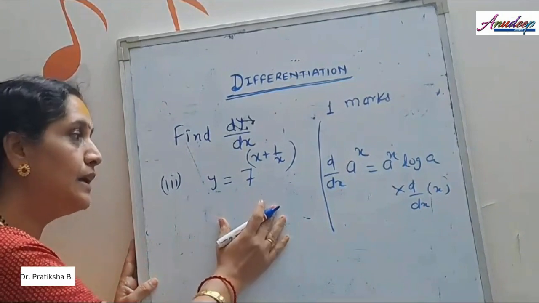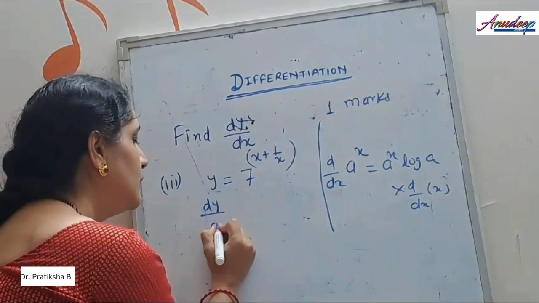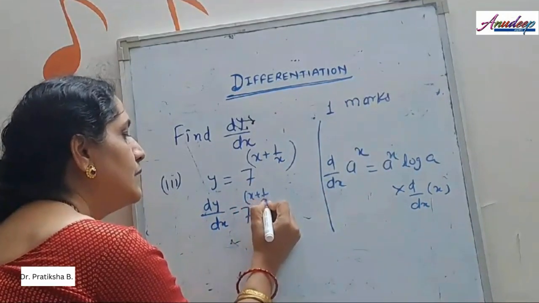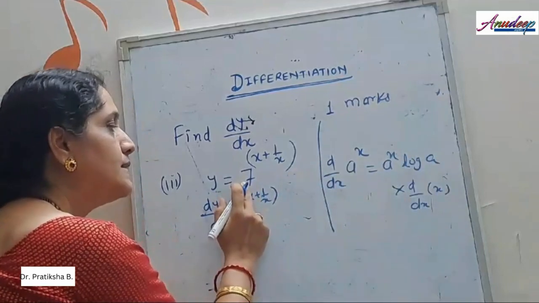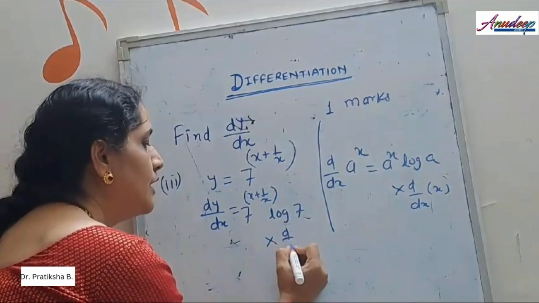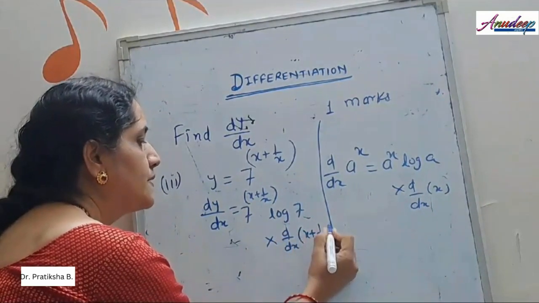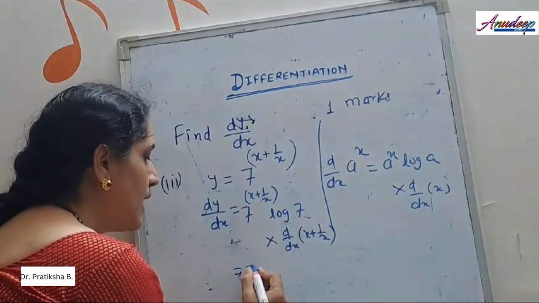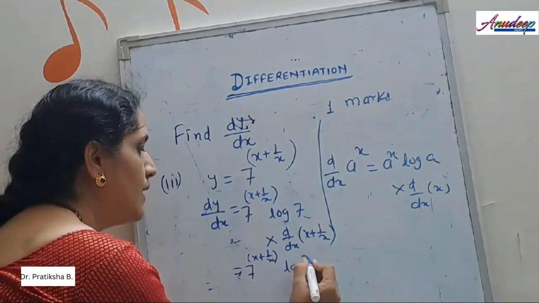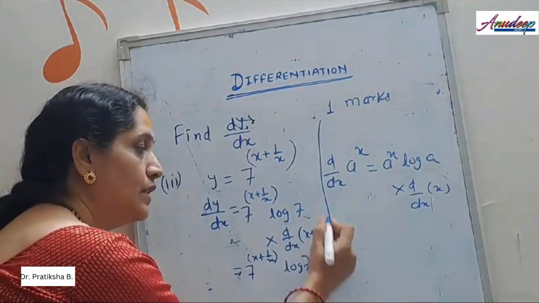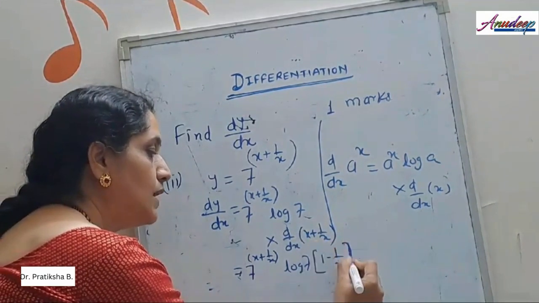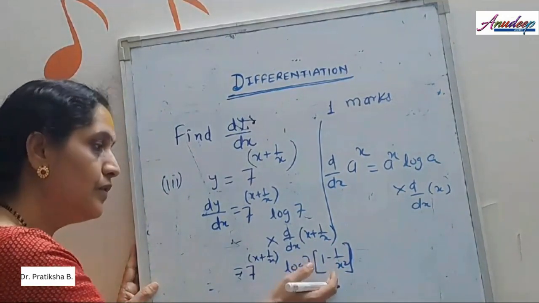But here when we are applying it, what are we getting? When you differentiate both sides, you will get a raised to x as it is, so 7 raised to x plus 1 by x as it is. Log a, here a is 7, so it will be into log of 7 multiplied by the derivative of x plus 1 upon x. Now again, the first two terms will be as it is, so it is 7 raised to x plus 1 by x into log 7 as it is. The derivative of x is 1 and the derivative of 1 upon x is minus 1 upon x square. So that is the answer.